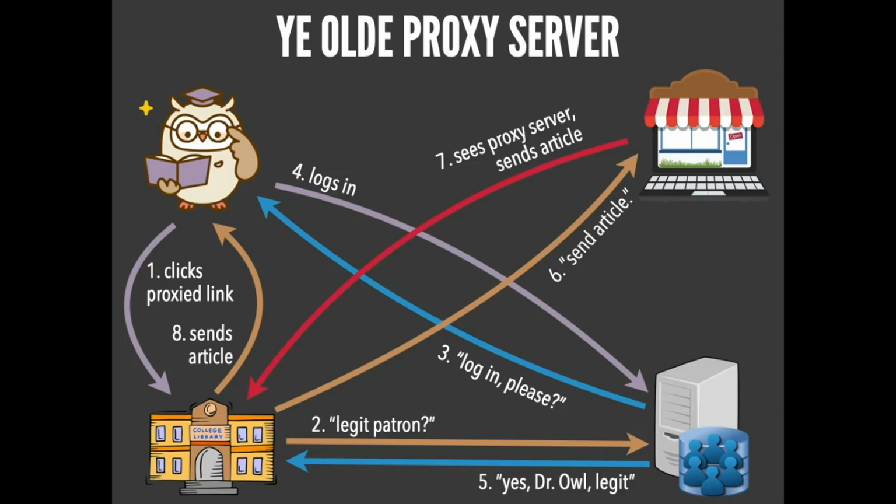Dr. Owl clicks a proxy link to the article. The library's proxy server doesn't know who clicked, so it asks campus IT whether the clicker is a legitimate patron. Campus IT asks Dr. Owl to log in, which they do, so campus IT reports back to the library's proxy server that it's Dr. Owl and they're legit. The library's proxy server then requests the article from the content vendor, who sees that it's the proxy server and sends it over. And finally, the library's proxy server sends the article to Dr. Owl. Let's face it, this is an ugly, fragile kludge.